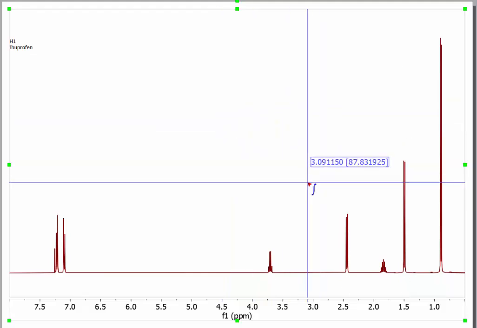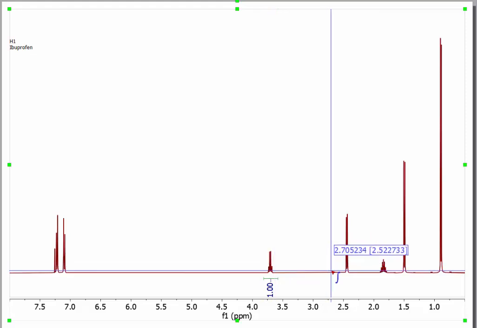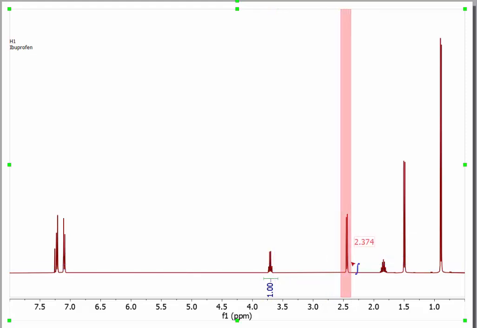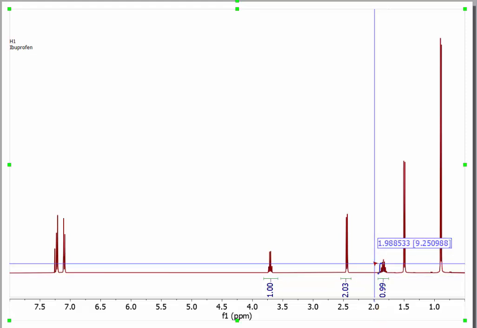But one thing that makes integration tricky in NMR is because you actually have to define those integrals in the first place. And what I'm doing by clicking and dragging across these peaks is I'm defining the region that counts for the purposes of the integration of the integral.